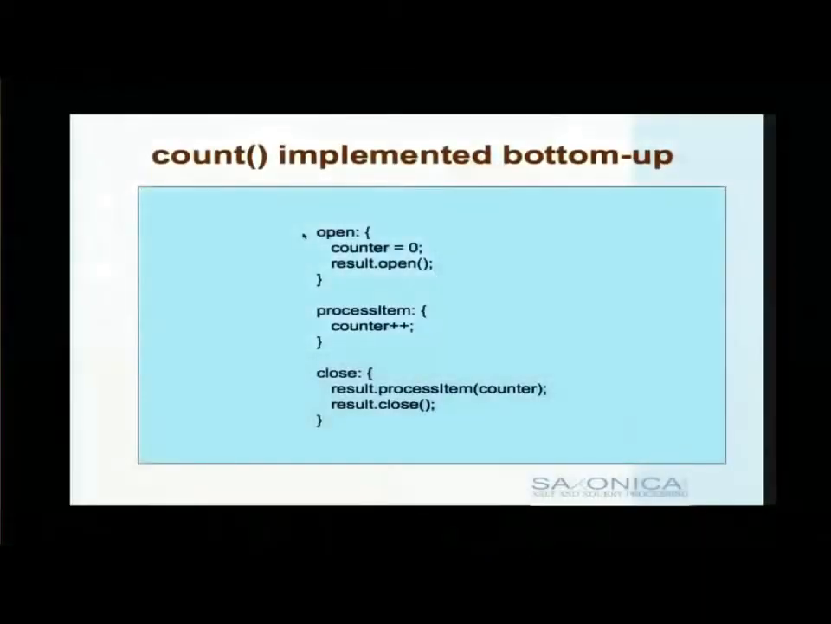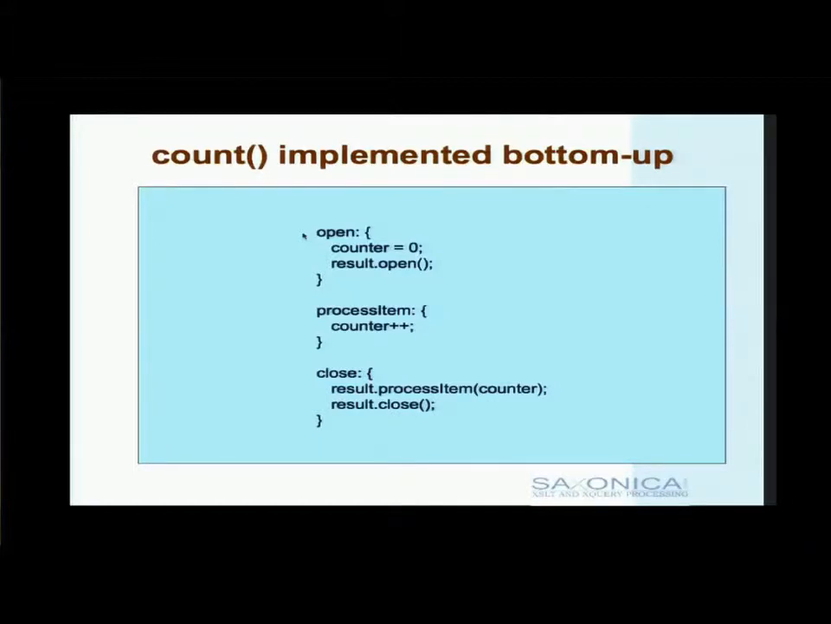Here's an example of the count function implemented bottom-up. We have a little, I never know what to call a thing on a pipeline. Internally in Saxon it's called a feed. So a push pipeline consists of a sequence of feeds connected together. And the feed has basically three methods: open, process item, and close.